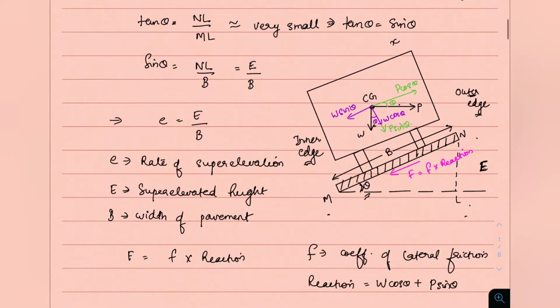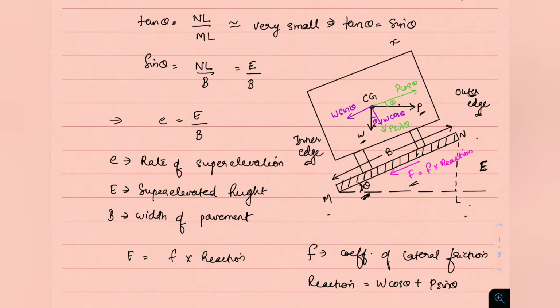See the vehicle. What all forces are acting on this vehicle? The weight of the vehicle is acting downward, giving an angle theta. See here there is an angle theta. Therefore, we will have angle theta with respect to W, the weight of vehicle, and P, which is the centrifugal force. In green, I have represented the components of centrifugal force, that is P cos theta and P sin theta. And in purple, I have represented the components of weight of vehicle, that is W cos theta and W sin theta.